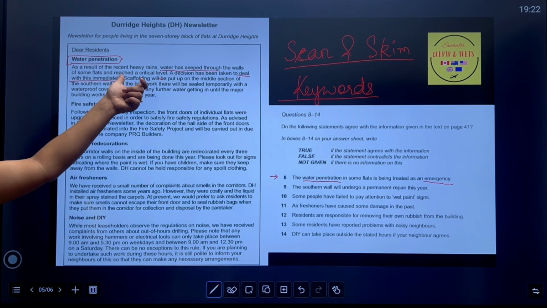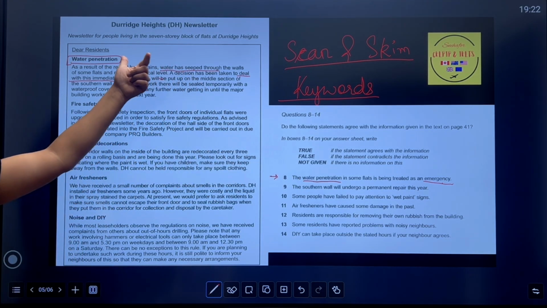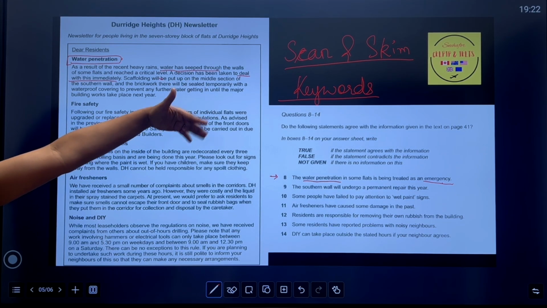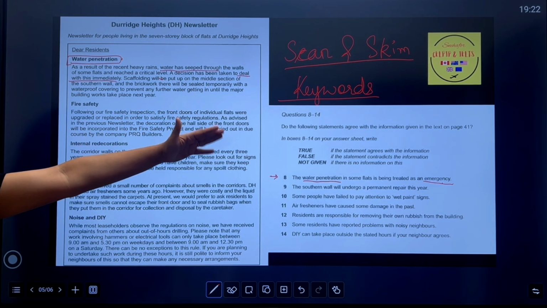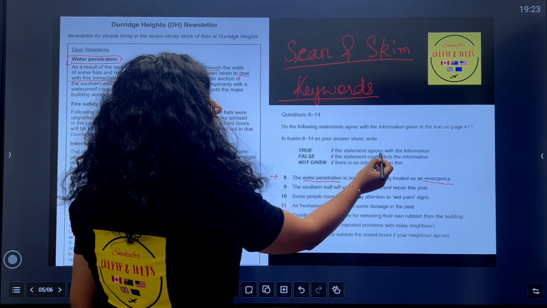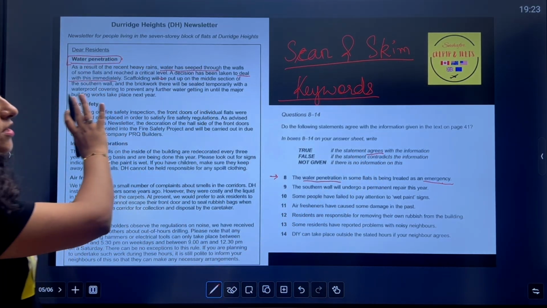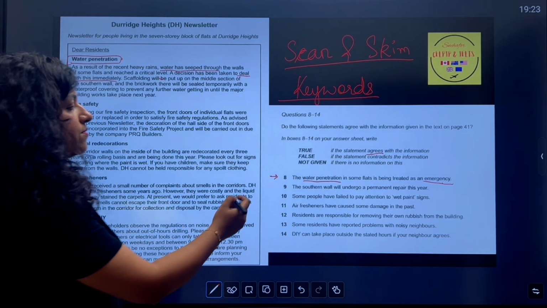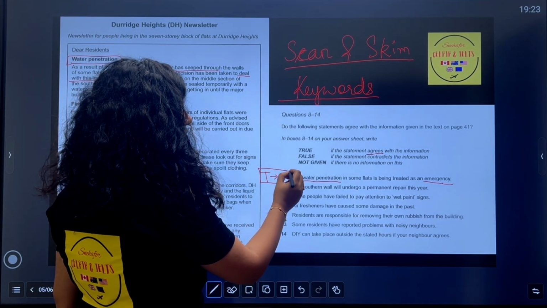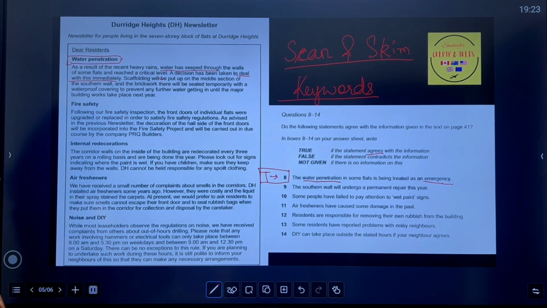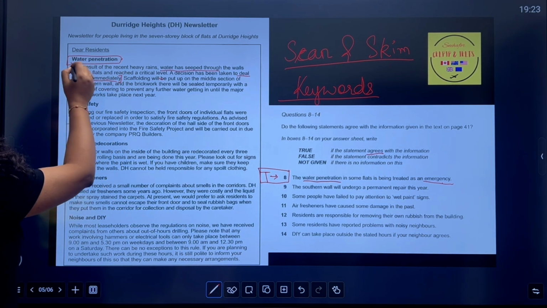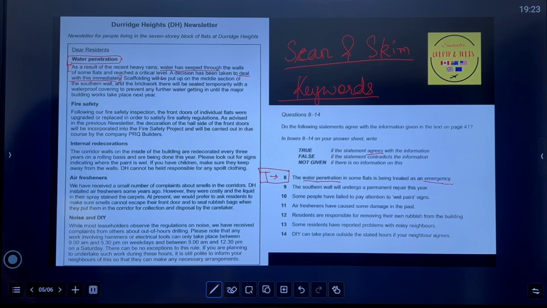So this information and this information, they have the same meaning. It's only paraphrasing. Words are different, meaning is same. I can say that my statement of question agrees with the information given in the text. So this is going to be true. Question 8. Now I found my information over here for question number 8.